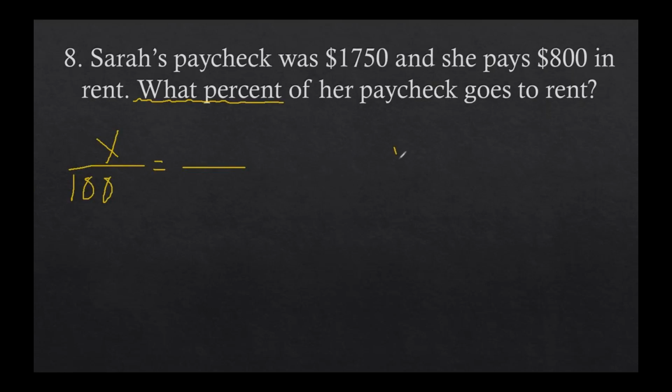Now on the right hand side, I'm thinking part to whole. So when I have these two numbers, 1750 and 800, which one of those would be considered the whole thing? Which one would I use for the bottom where it says whole?